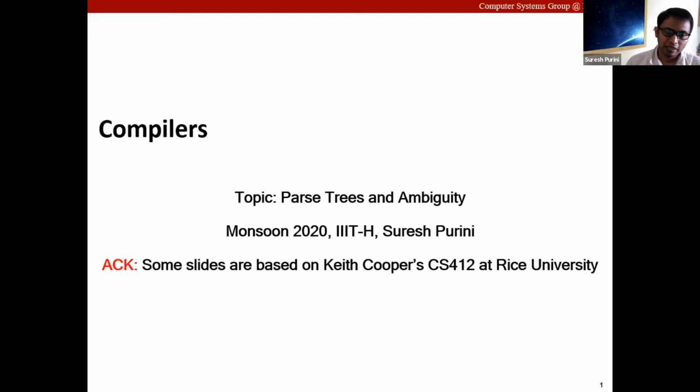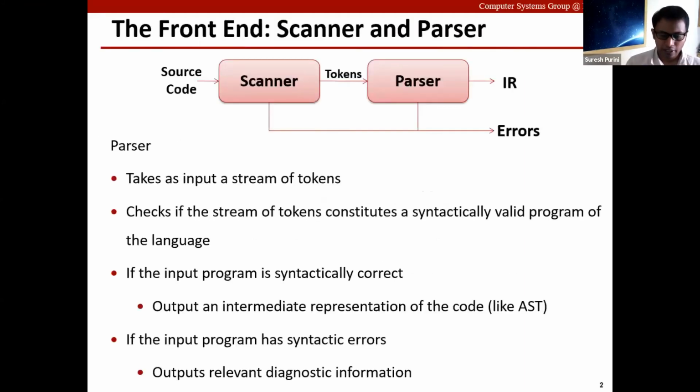So today we will revisit the theory of parsing. Specifically, the topic for today's discussion is parse trees and ambiguity. Okay, so in the last couple of classes, we have seen how to design a scanner.